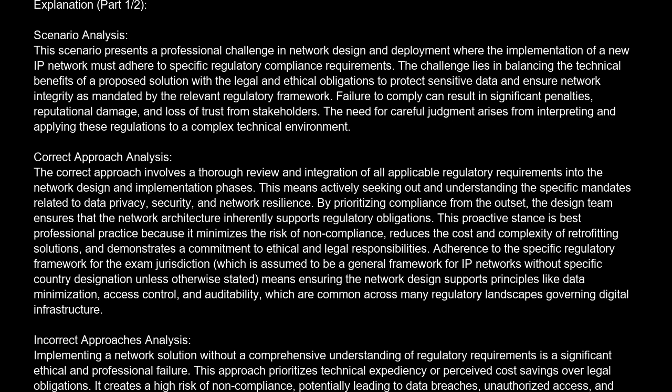Incorrect approaches analysis. Implementing a network solution without a comprehensive understanding of regulatory requirements is a significant ethical and professional failure. This approach prioritizes technical expediency or perceived cost savings over legal obligations. It creates a high risk of noncompliance, potentially leading to data breaches, unauthorized access, and violations of privacy laws. Such a failure is professionally unacceptable, as it demonstrates a disregard for the legal framework governing network operations and the protection of user data.